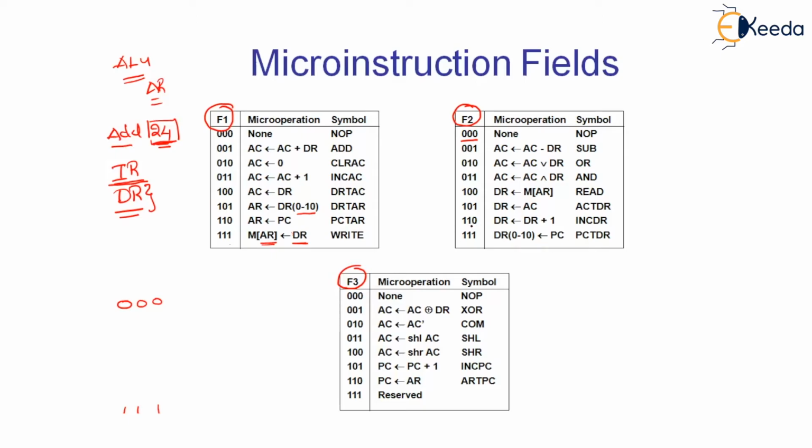If it is 110, data register contents will get incremented. If it is 111, the program counter to data register will get performed. From the program counter to the data register, contents will get transferred. In F3, 000, there is no operation. If it is 001, an XOR will get performed between the contents of accumulator and data register. Finally, the contents, needless to say, will get transferred to the accumulator.